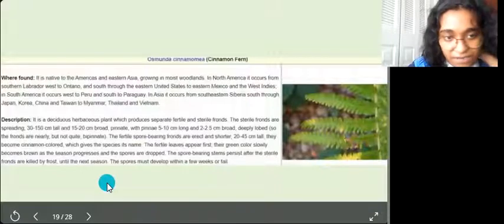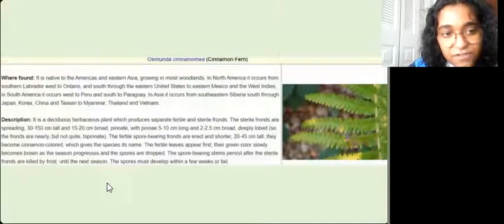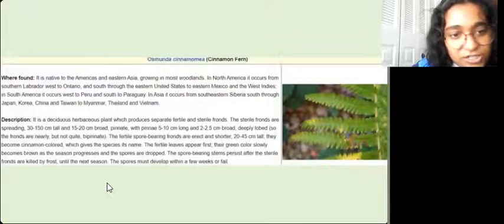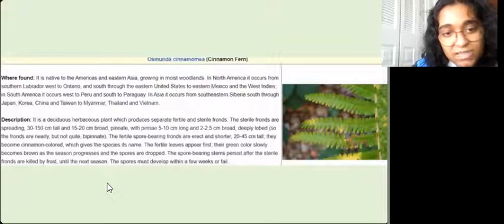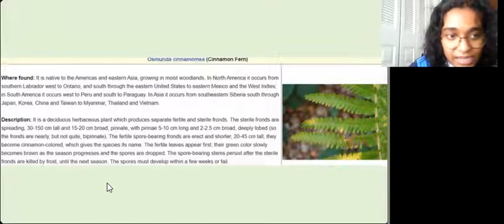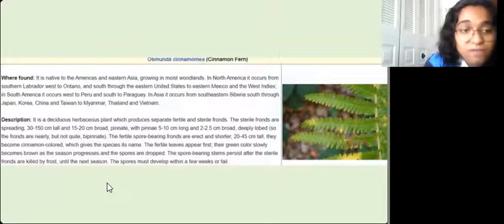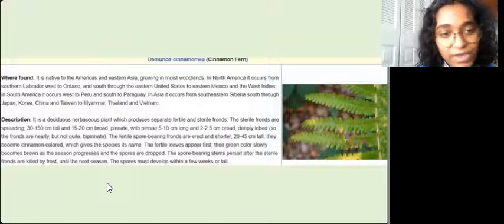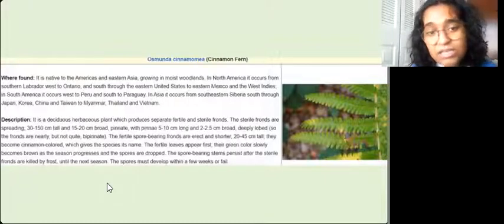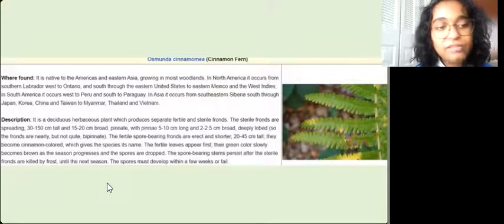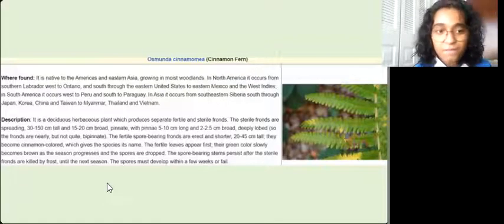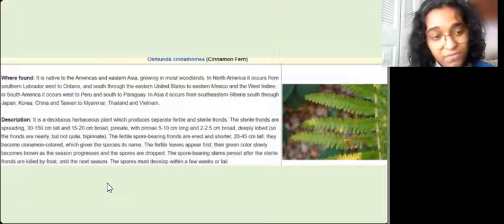The cinnamon fern. The cinnamon fern is native to the Americas and eastern Asia, growing in moist woodlands. In North America, it occurs from southern Labrador west to Ontario and south to the eastern United States, eastern Mexico, and the West Indies. It is there in South America, in Peru and Paraguay. In Asia, it occurs in southeastern Siberia, south through Japan, Korea, China, Taiwan, Myanmar, Thailand, and Vietnam.